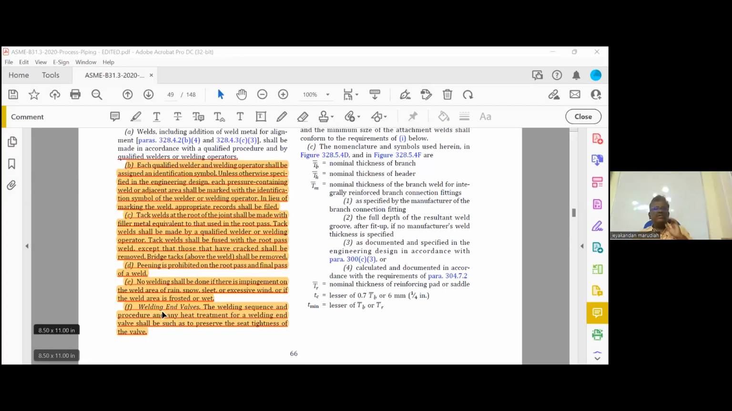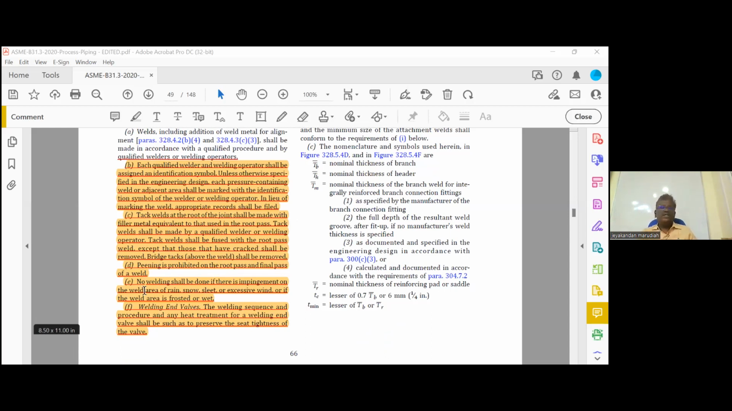Now, peening. So we started, I explained peening. Peening is using a ball peen hammer. Purpose is to control distortion and relieve residual stress. But peening is prohibited on the root pass and the final pass. Okay, highlight this one.